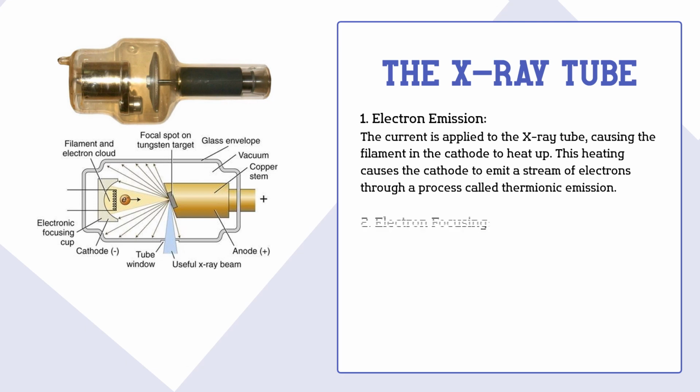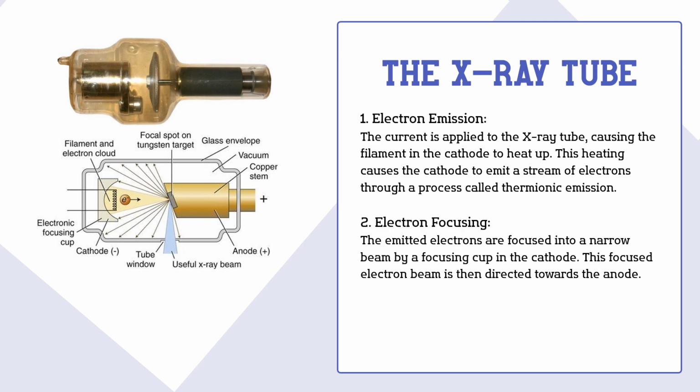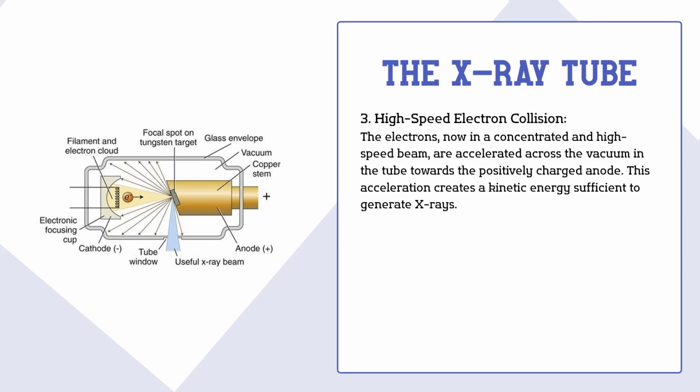When the cathode filament, which is the negative electrode made of tungsten, is heated up, it starts to emit electrons. The emitted electrons are focused into a narrow beam by a focusing cup in the cathode. This focused electron beam is then directed towards the anode, which is the positive electrode. The concentrated and high-speed beam is accelerated across the vacuum in the tube towards the positively charged anode. This acceleration creates a kinetic energy sufficient to generate X-rays.